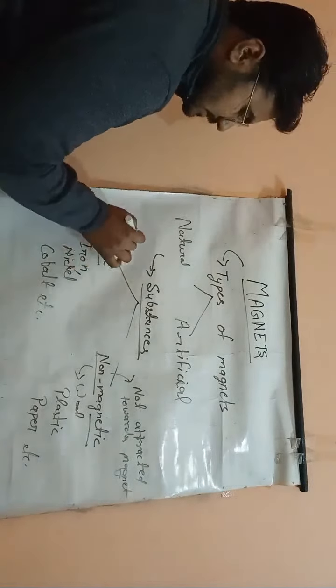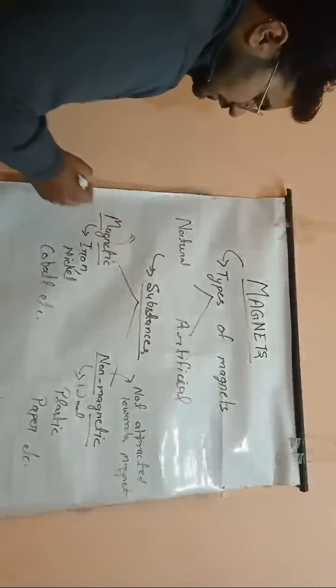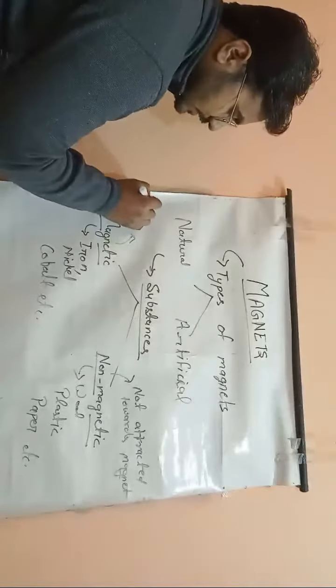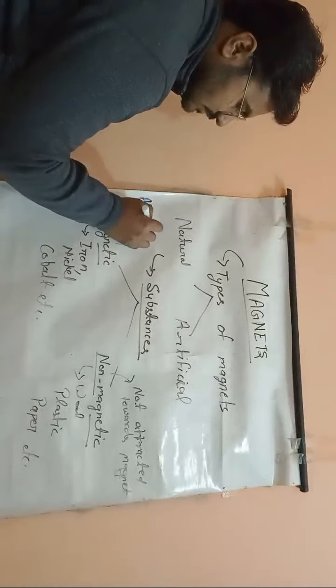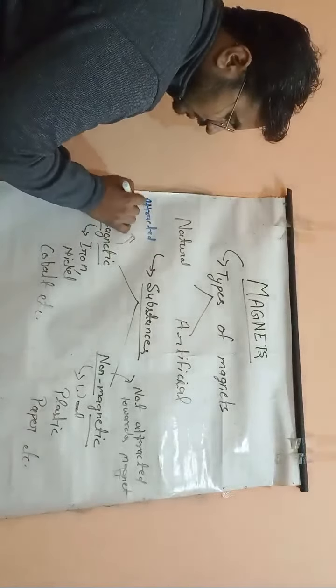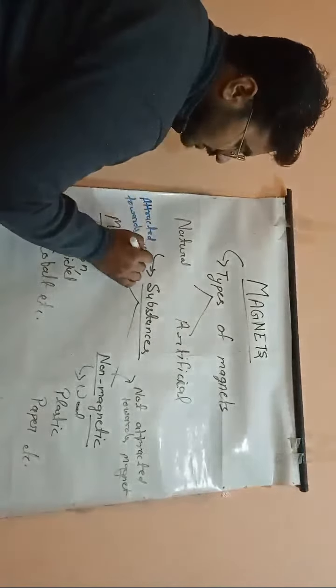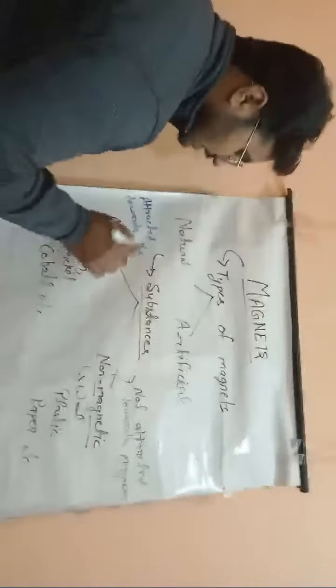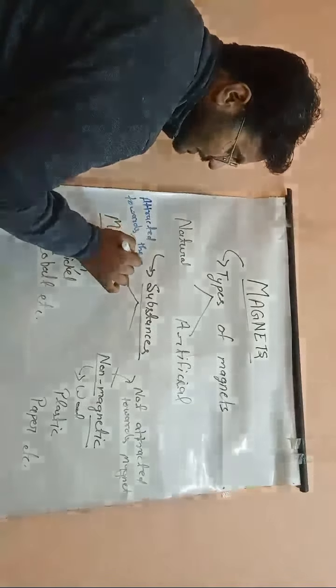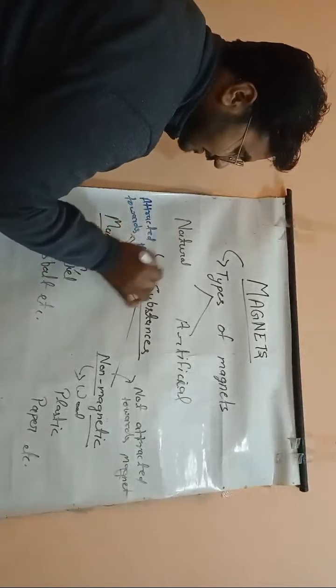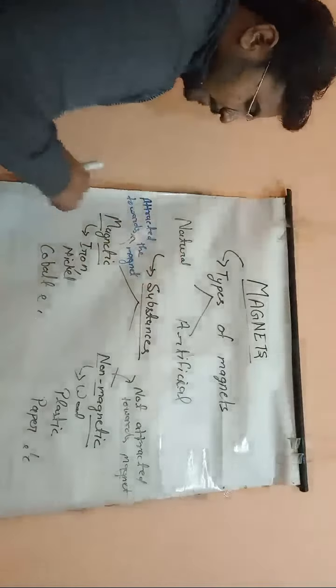What is a magnetic substance? Attracted towards the magnet. Not the air, the magnet. Towards the magnet. This point is clear. What is a magnetic substance? What is a non-magnetic substance? Already given.